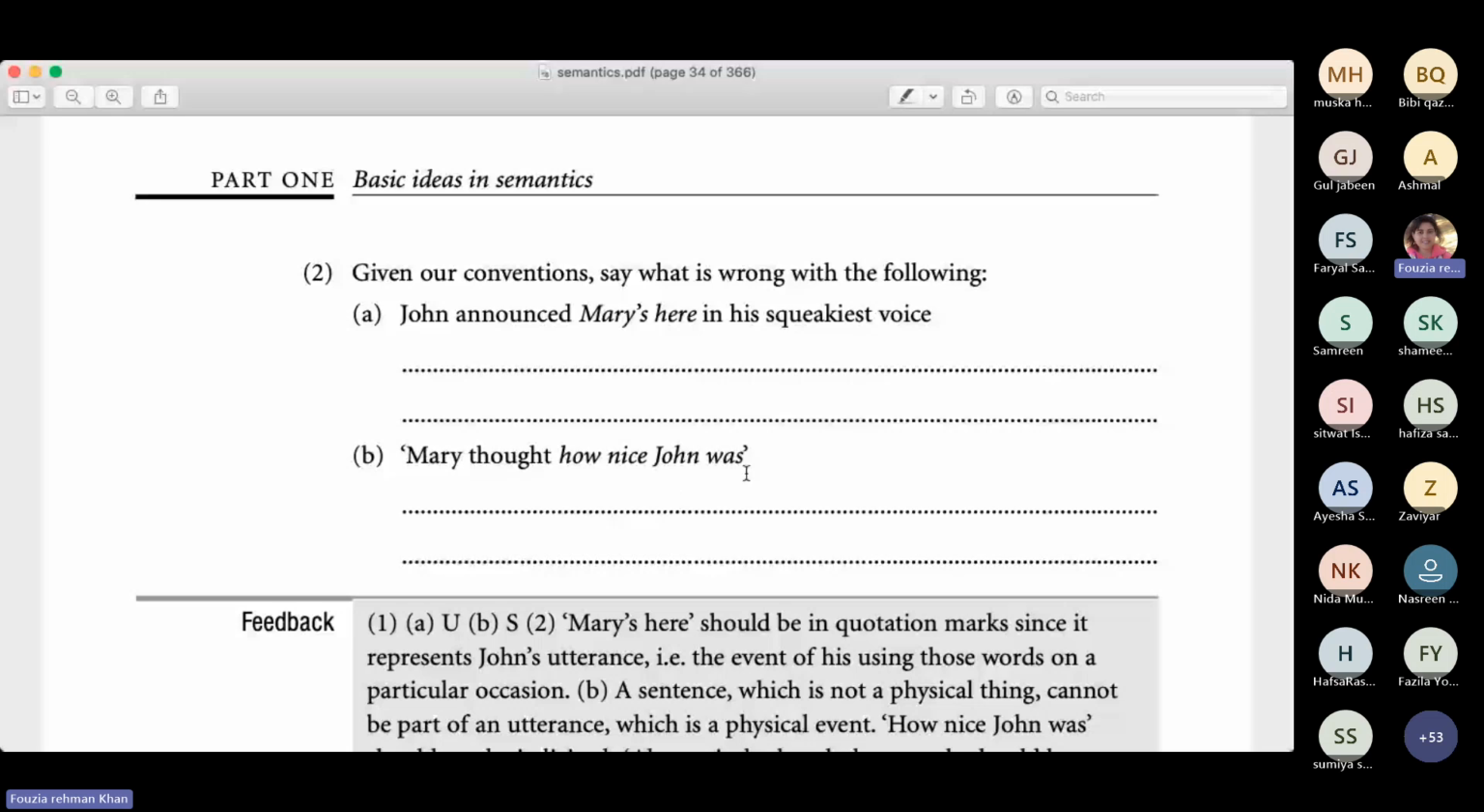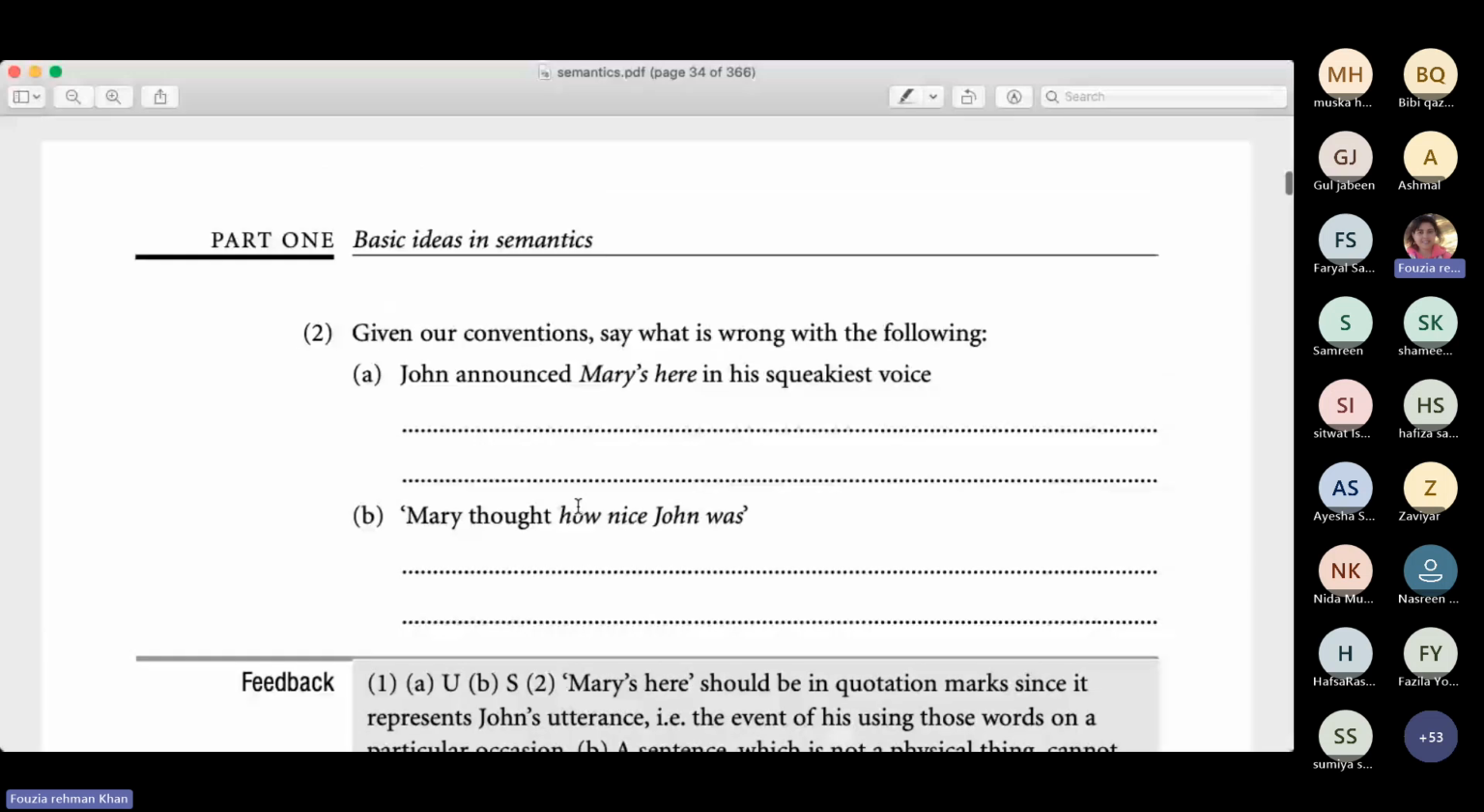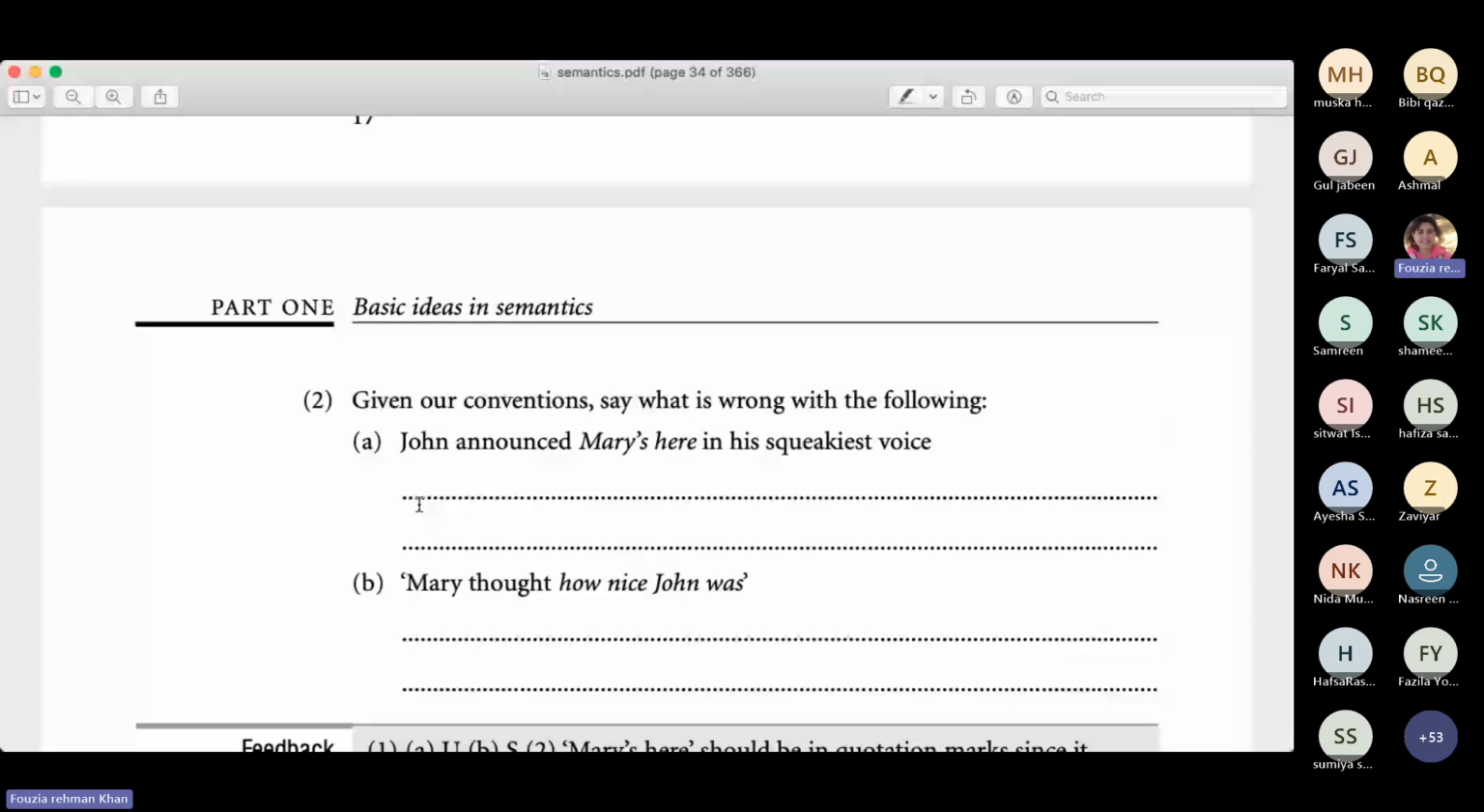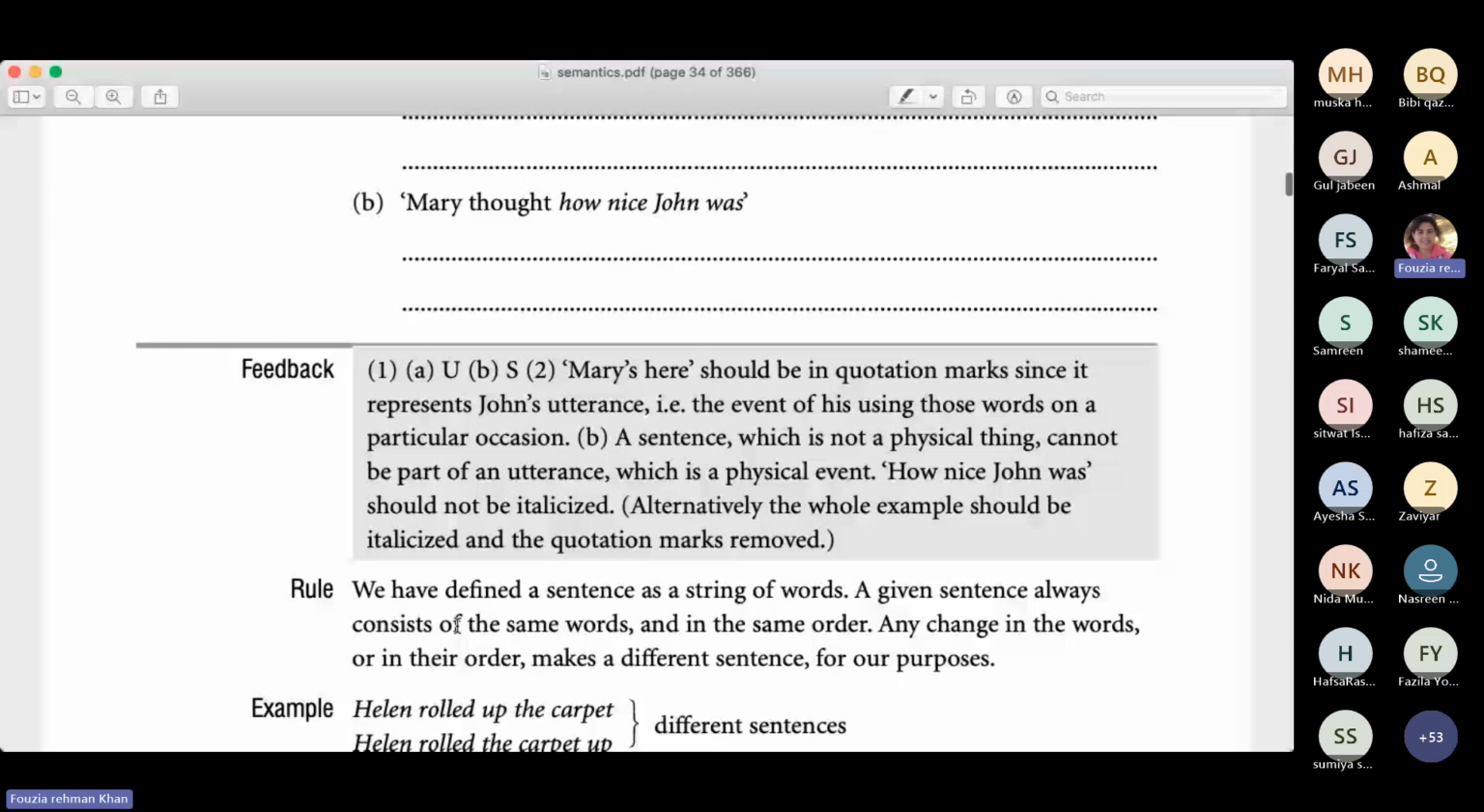This is indirect speech. It does not require any speech marks as it is given here, and it should not be italicized also. You can remove these quotation marks because it's a thought. She's not saying it. So you don't need any quotation marks here, because when you think, you don't say. I hope it is clear. This is saying, because he has announced. And here, Mary has thought. So it does not require any speech marks. This requires speech marks: "Mary is here." John has announced it. But what Mary is thinking, there we do not require any speech marks. You can convert the whole of it to italics. There isn't a problem.